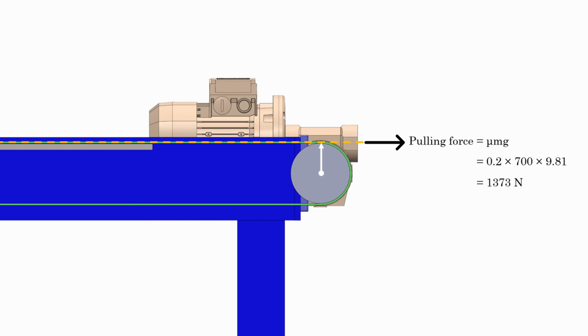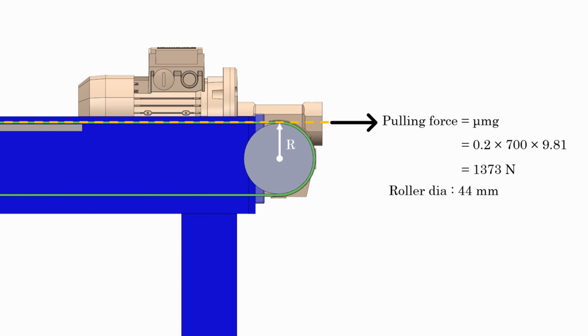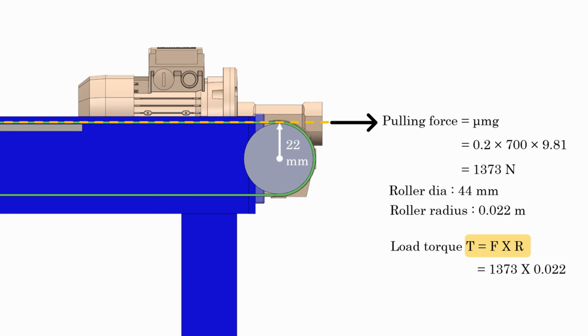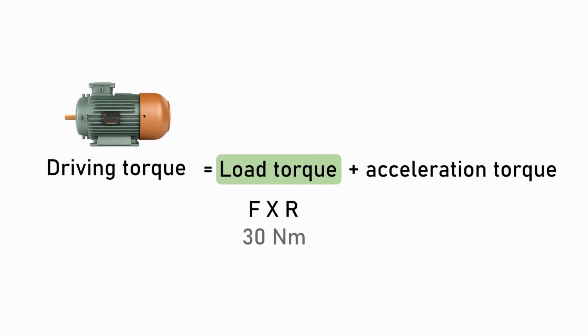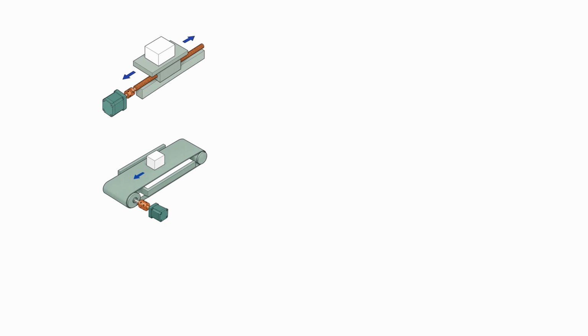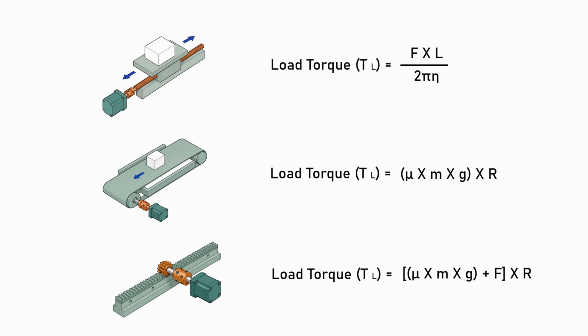Now the driving radius is simply the radius of the driving roller, right? Let's say the roller diameter is 44 mm. Therefore, the roller radius becomes 22 mm. So the load torque T becomes force, the pulling force, times radius. It will be around 30 Newton meter. And this is how we can calculate the load torque for all these different applications by just using these formulas.